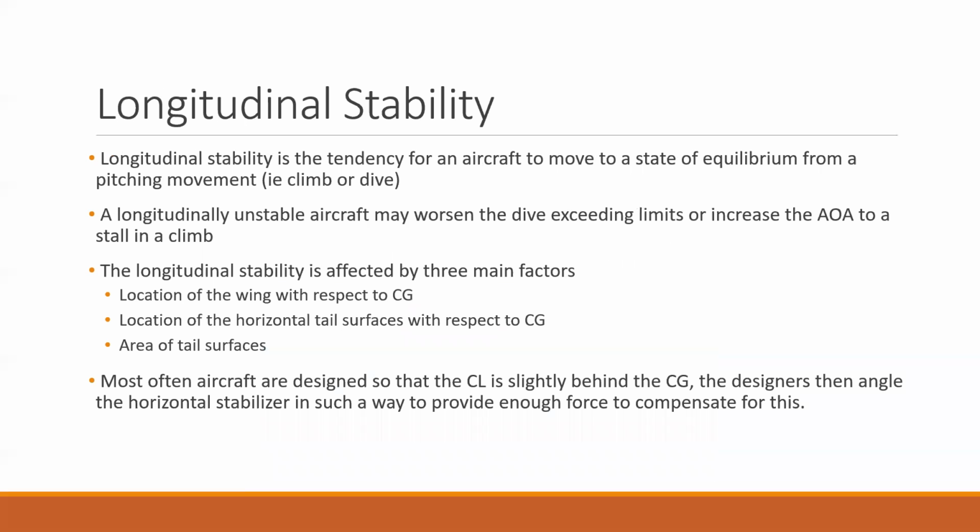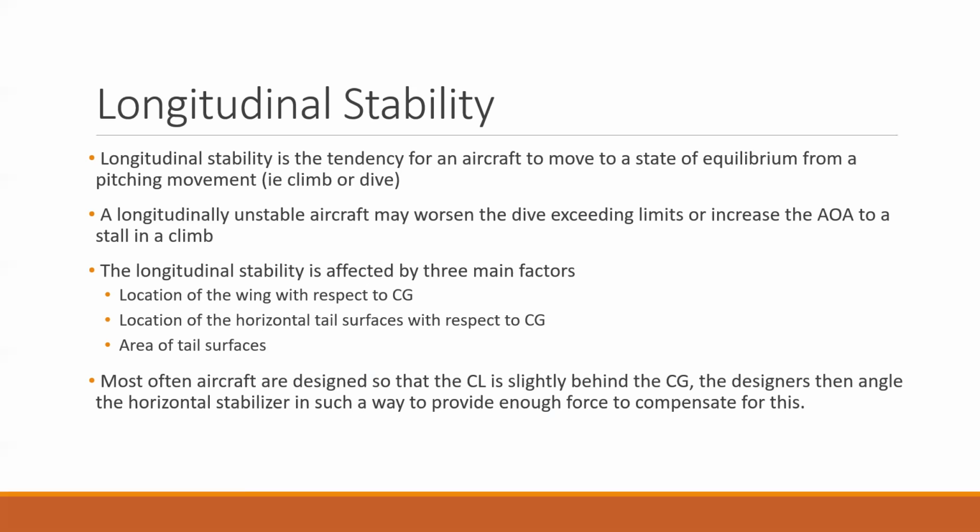The first one we're going to talk about is longitudinal stability. Longitudinal stability is the tendency for an aircraft to move to a state of equilibrium from some sort of pitching movement. A climb or a dive is usually what we're talking about here. Longitudinal stability will keep the aircraft from getting into really excessive dives, or if you're climbing, it will keep you from climbing too fast, your AOA increasing too fast, and you ending up in a stall. So we want good longitudinal stability so that we have predictable climb characteristics or predictable descent characteristics for our aircraft.